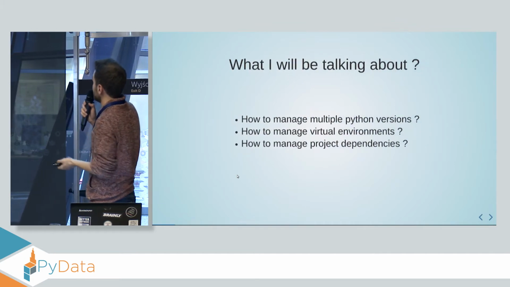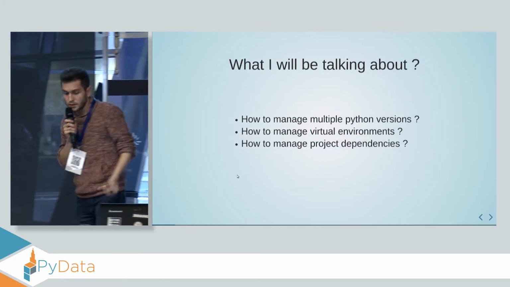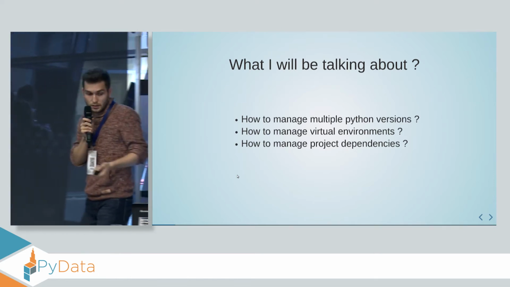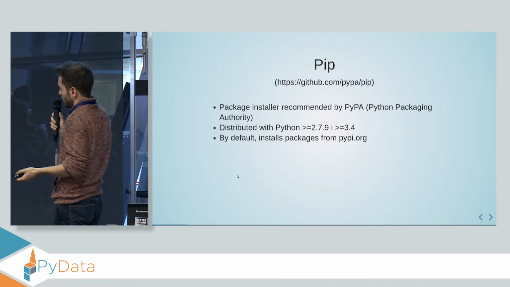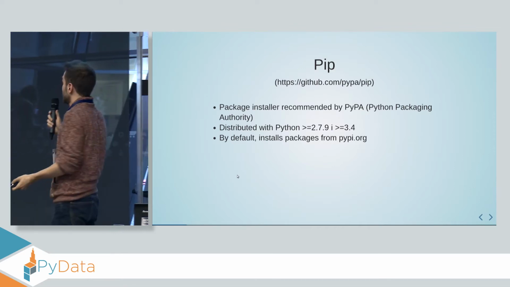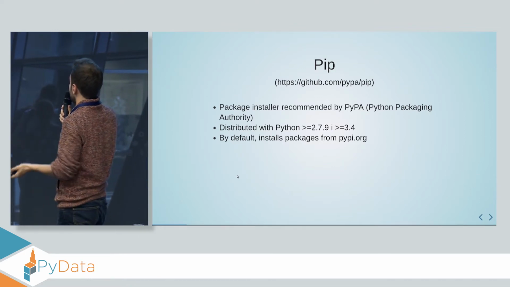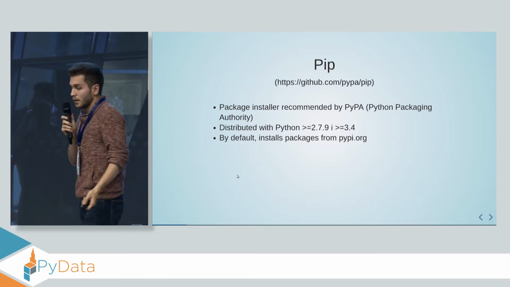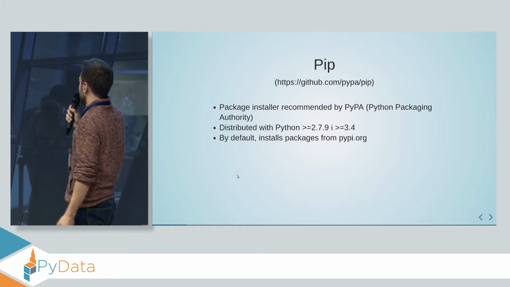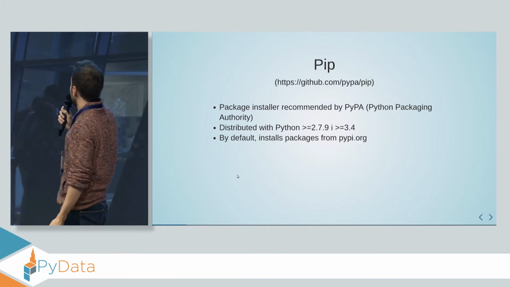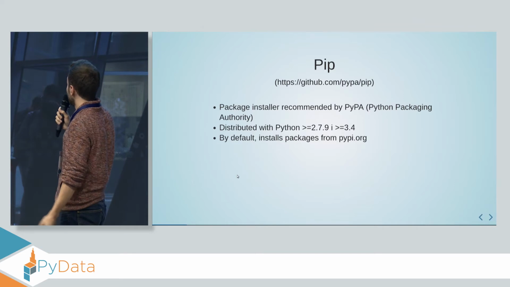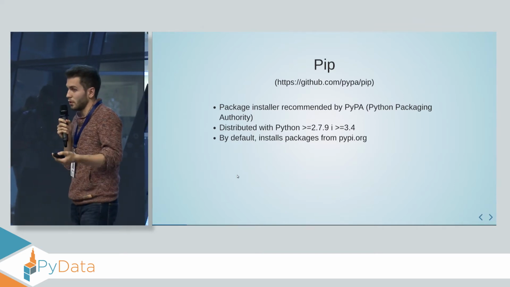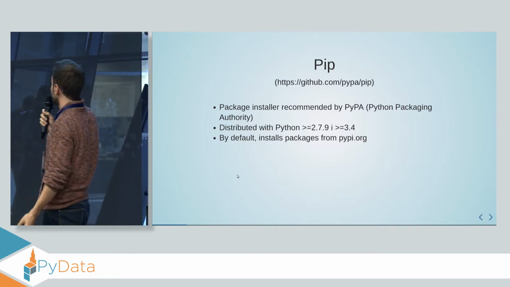So I would like to answer 3 questions: how to manage multiple Python versions, how to manage virtual environments, and how to manage project dependencies. And for starters, probably since you're using Python, a lot of you already know pip. I just wanted to mention that it's a package installer that is recommended by Python Packaging Authority. It's distributed with Python from versions 2.7.9 and 3.4 and above. And by default, it uses packages installed from pypi.org. You can go to that site and search for the packages here.